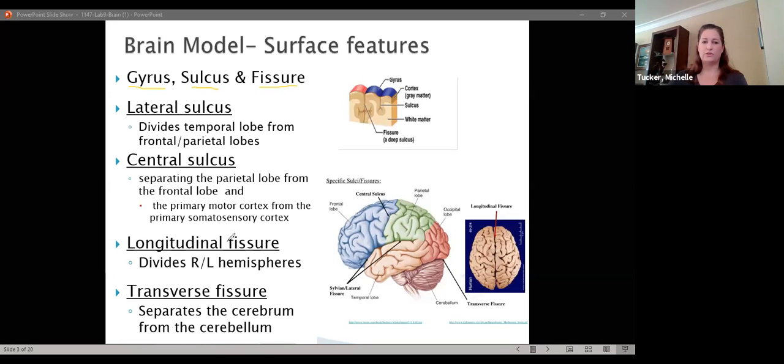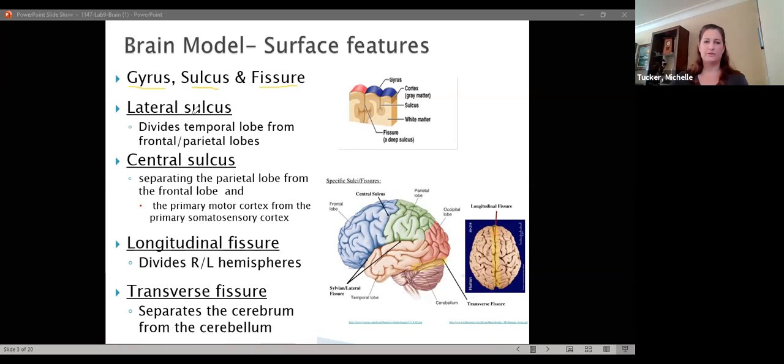We'll start with the longitudinal fissure. Okay, so the longitudinal fissure is going to run lengthways, so it's very long, and it divides your brain into a right hemisphere and a left hemisphere. There is also a transverse fissure where the dura mater delves deep down in between and creates a significant separation between the cerebrum and the cerebellum. So the transverse fissure is across that posterior aspect.